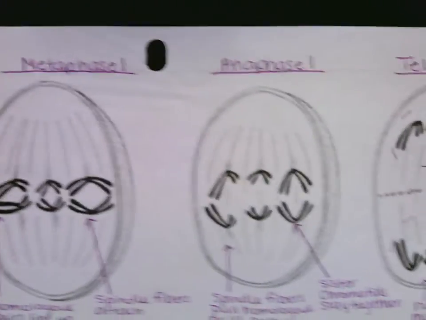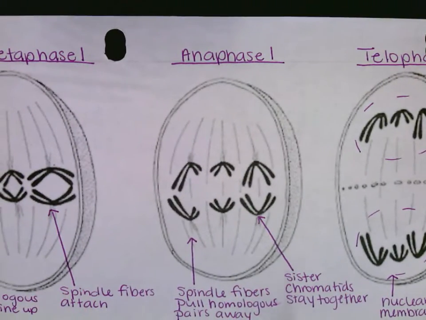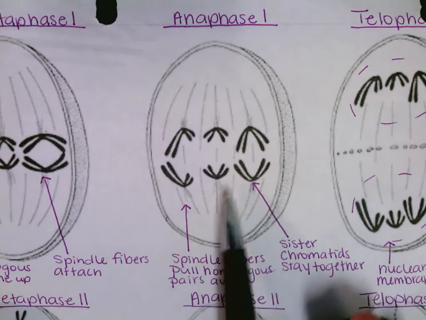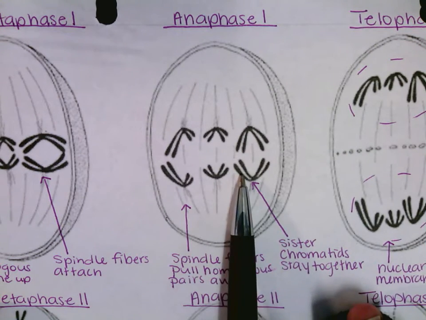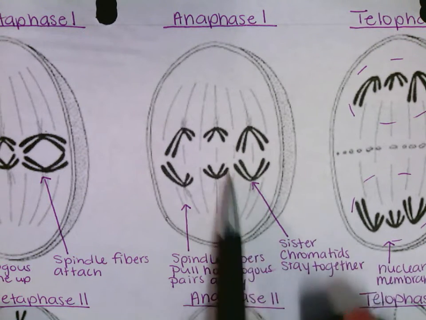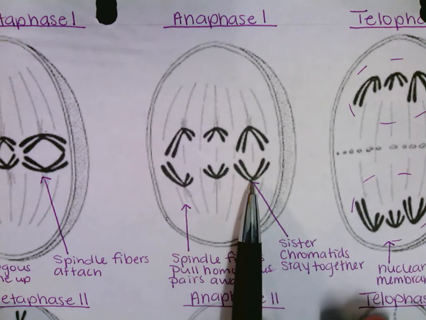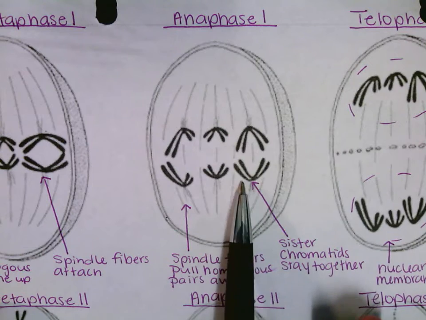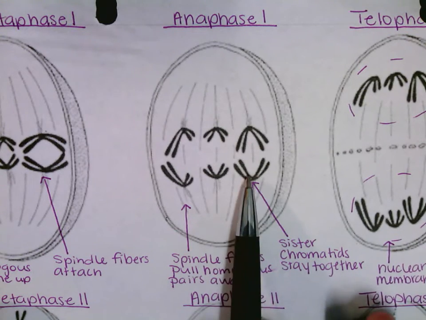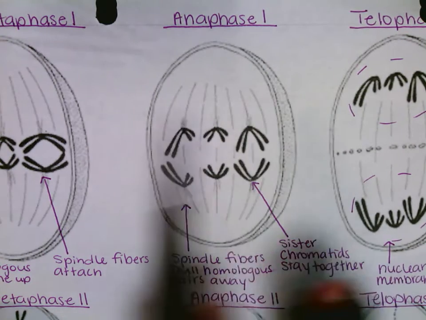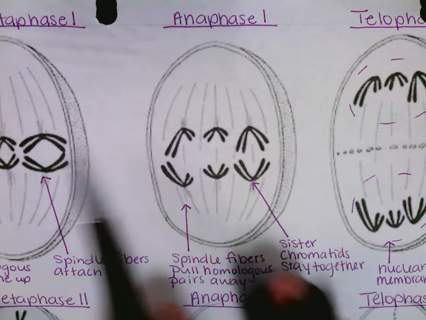Our next phase is anaphase 1, and that's where our spindle fibers pull our homologous pairs apart. However, our sister chromatids are still together, so we still see our sister chromatids, which are the either side of the X of that chromosome that are identical. They have stayed together, but our homologous pairs that we saw over here that were together, they are now split apart.